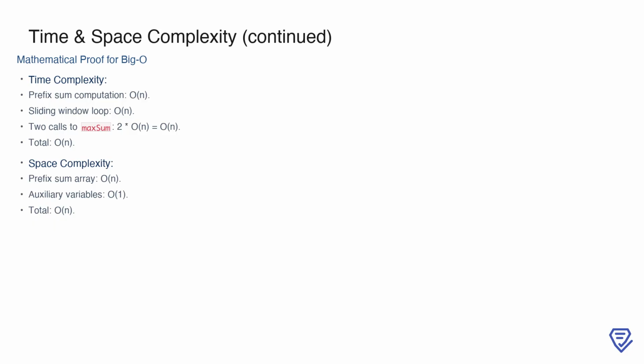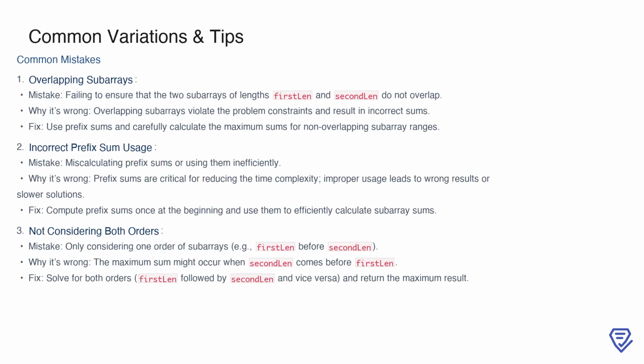On the space complexity side, the prefix array requires O(n) space, while auxiliary variables such as max_l and result only use O(1) space. Thus, the overall space complexity is O(n), dominated by the prefix array. This concise analysis confirms that the solution is both time and space efficient, scaling linearly with the size of the input. Common mistakes in this problem often revolve around misunderstanding the constraints or misapplying key techniques.